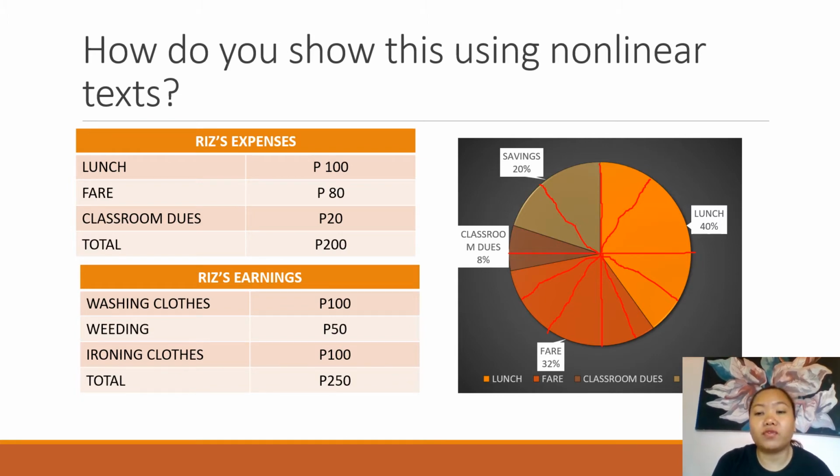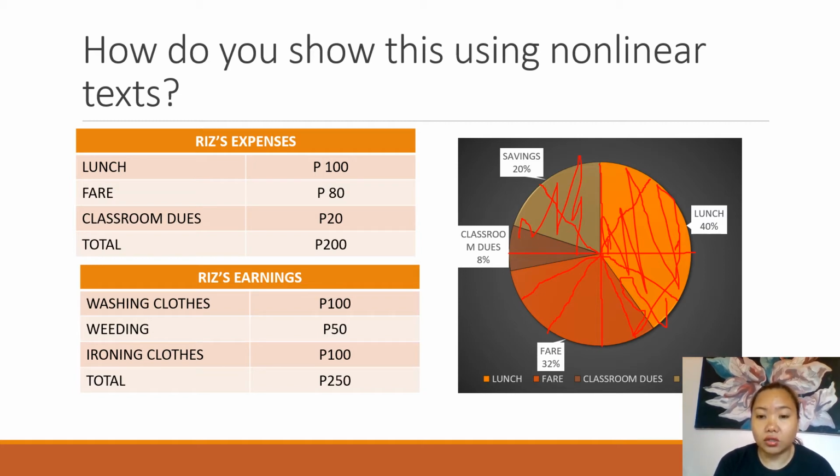So now I have 10 slices to represent 10% each. Her lunch is 40%, so I only get 4 slices. 1, 2, 3, 4. And then I shade. Okay, so this represents 40%. Her savings is 20%, so I only shade 2. 8% is almost like 10, so we can just estimate. And then her fare is like 32%, so I can get like 30. So it fits well. There, I now have my pie.